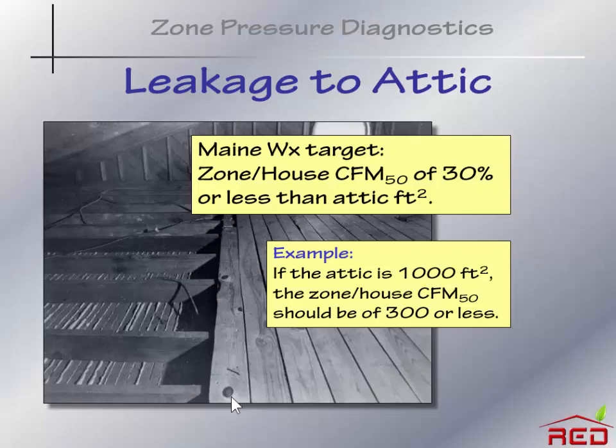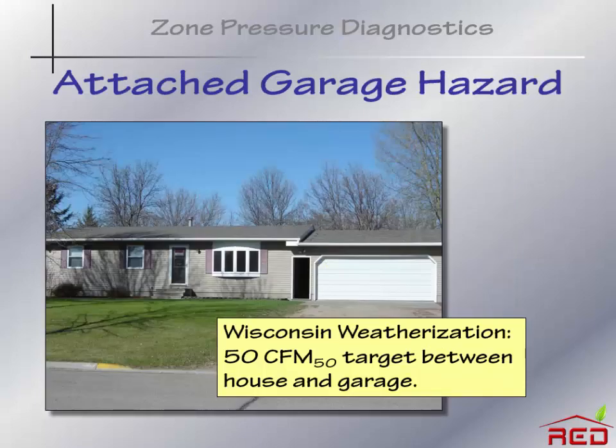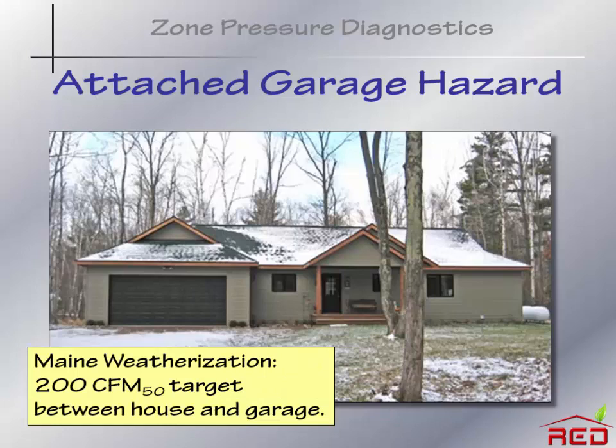For the state of Maine, their attic air sealing target is based on a different value. The house to zone CFM50 should be 30% or less than the attic square footage. For example, if the attic is 1,000 square feet, that is the flat area, the zone to house CFM50 flow, based on the ZPD analysis, should be 300 or less. For an attached garage in the Wisconsin weatherization program, they have a target of 50 CFM flow between the house and the garage. And for the state of Maine, their target between the house and the garage is 4 times greater, 200 CFM50 between the house and the garage.